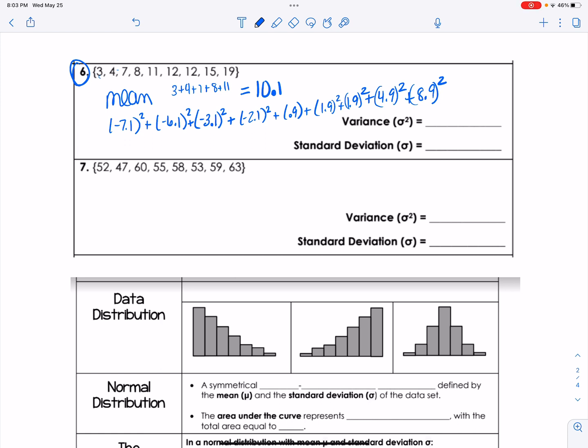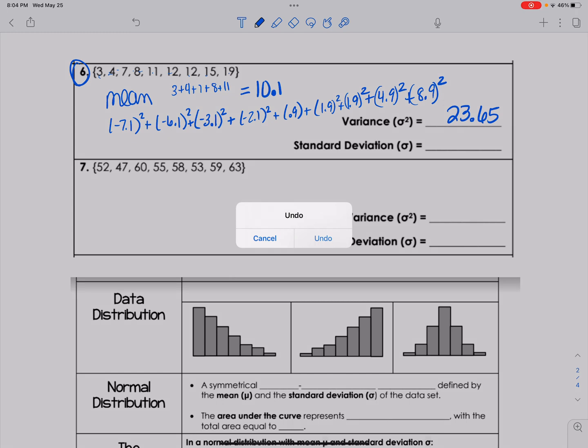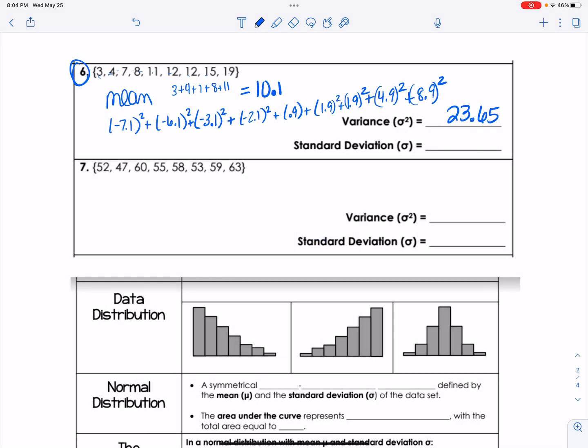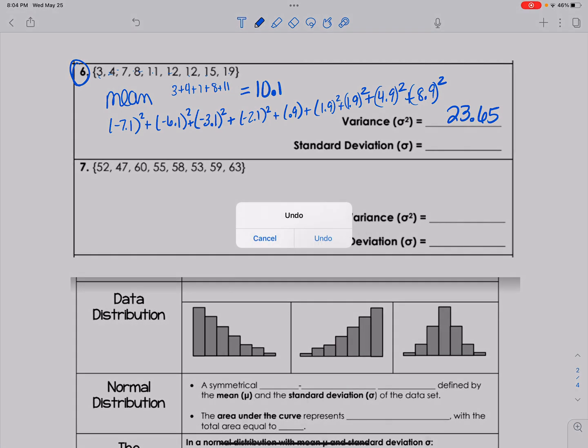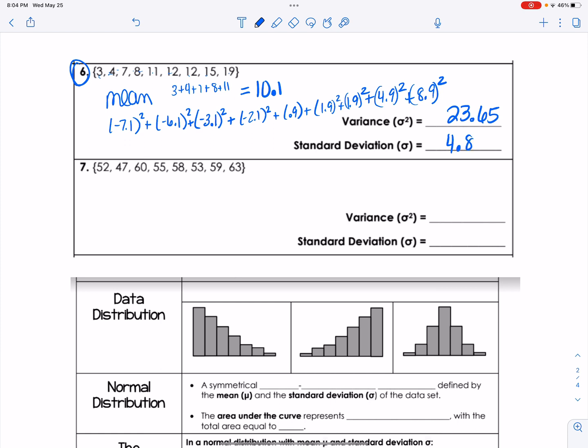I got 212.89. So if that's wrong, check with each other. I probably messed a square up somewhere. 1, 2, 3, 4, 5, 6, 7, 8, 9. So I'm going to divide by 9. And I just said a minute ago, so my variance, this is the ones that are squared, is 23.65. So I'm going to square root that. So square root of 23.65 ends up being 4.86. So that means my standard deviation is 4.86.